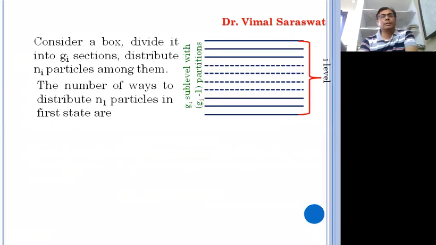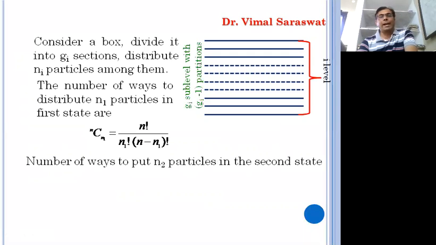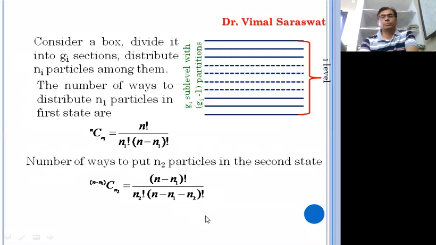The number of ways to distribute N1 particles in the first state: the total number of particles is N and we are choosing N1 particles out of N. So this will be done in NC N1 ways, or factorial N upon factorial N1 factorial N minus N1. Since N1 particles are accommodated here, the remaining N minus N1 particles are there, and we want to choose N2 particles out of N minus N1 in the second state, and this will be done in N minus N1 C N2 ways, that is factorial N minus N1 upon factorial N2 factorial N minus N1 minus N2, continuously.